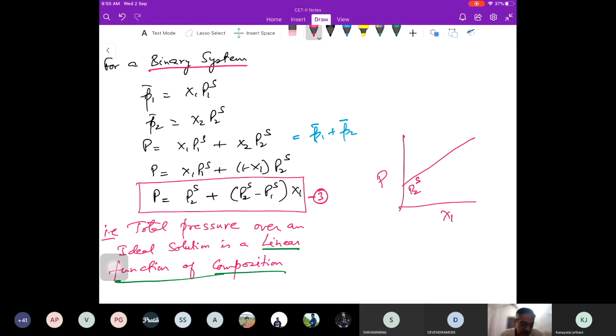It is basically y equal to mx plus c, right? M is P2s minus P1s.